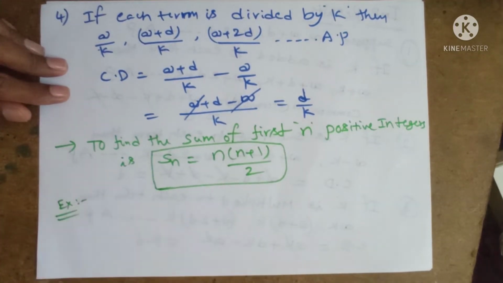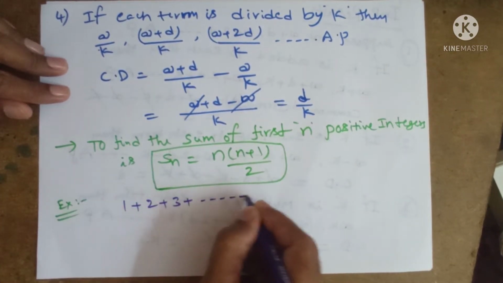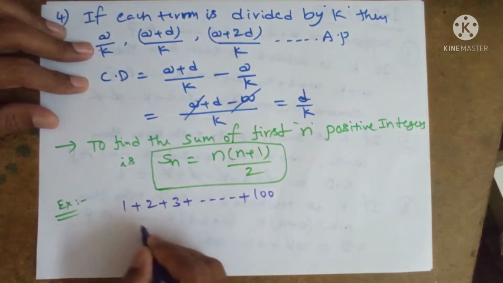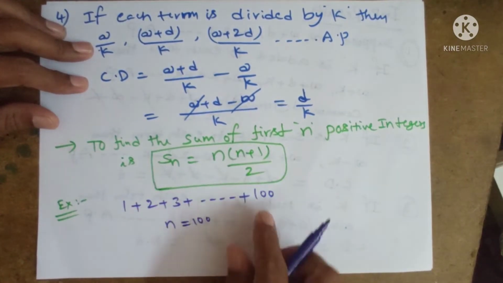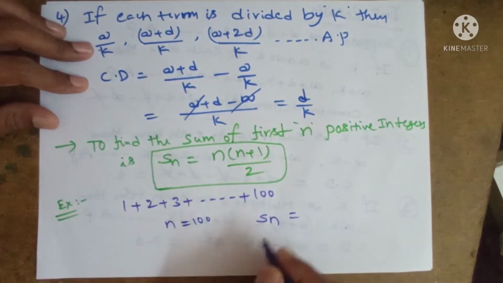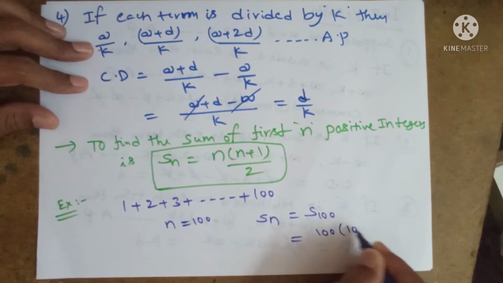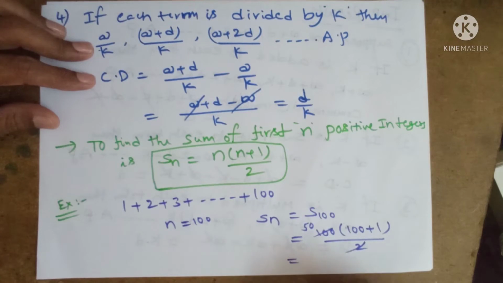For example, 1 plus 2 plus 3 plus and so on plus 100. So this is n is equal to 100. Number of terms 100, n positive integers. So Sn, that means S100 is equal to n into n plus 1 by 2, that is 100 into 100 plus 1 by 2. 2 1s are 2, 50 times. This is 101. 50 into 101 is equal to 5050.